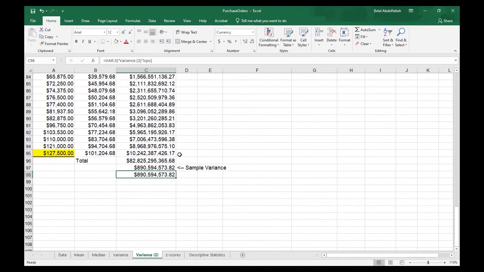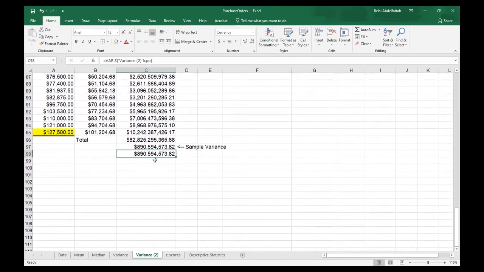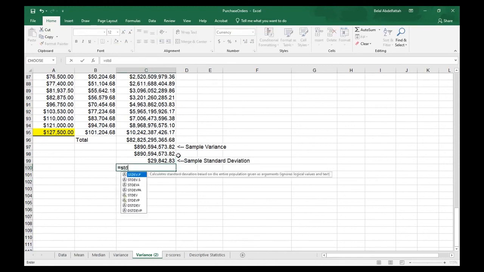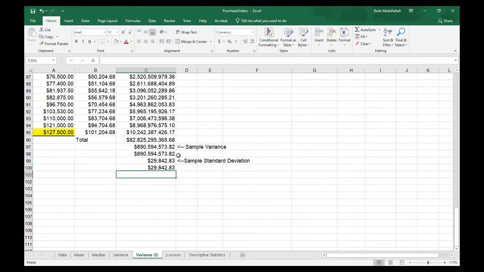Now, again, this is the variance. It's giving us an idea of the spread, but it's in units squared. Does it make sense to us? So if I were to square root the variance, this would be my sample standard deviation. Now, the shortcut for that would be STDEV.S, and I'll select the data, and I get that value.